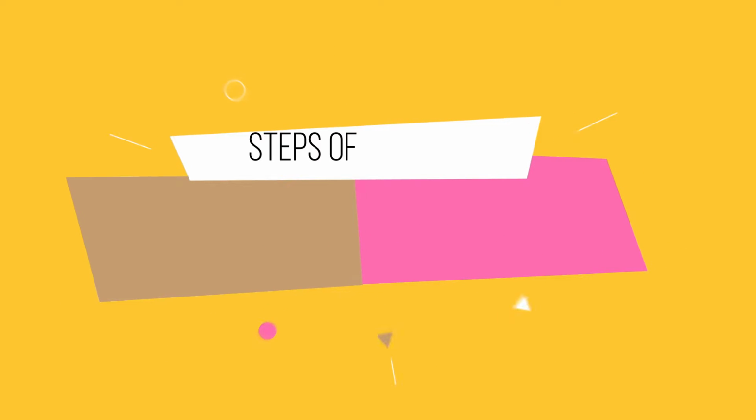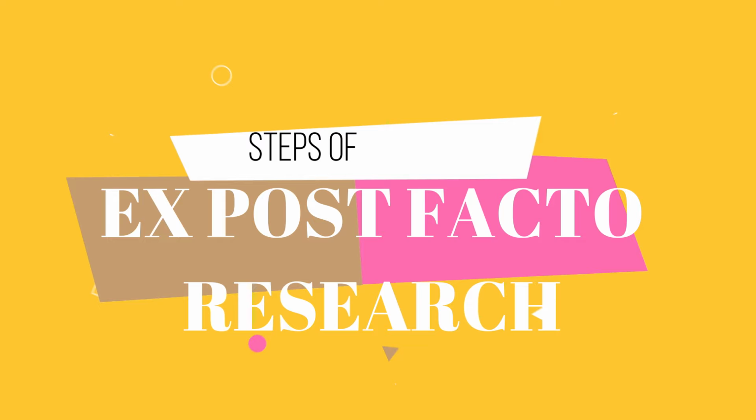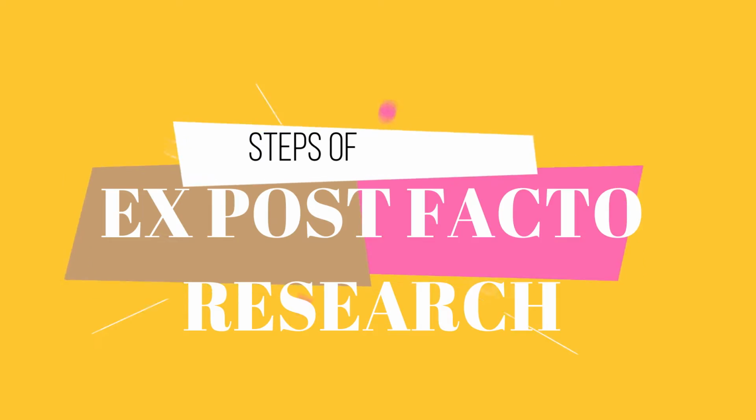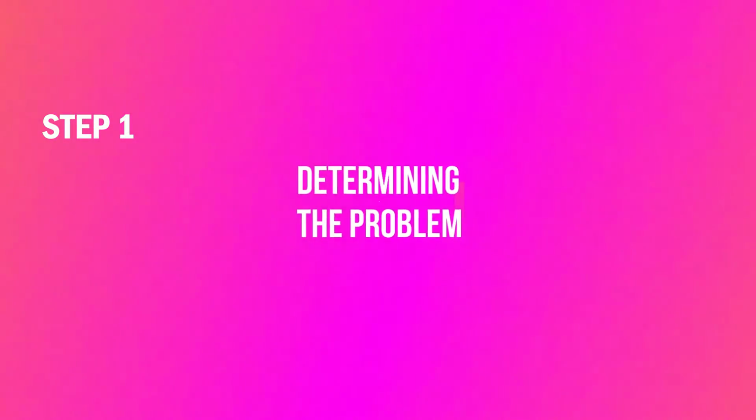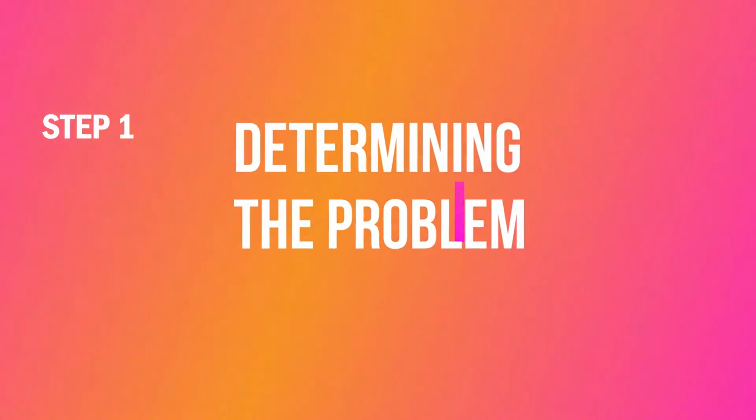The process of ex post facto research is systematic and follows a definite sequence. As mentioned by Isaac and Michael in 1971, the following are the steps involved in the ex post facto research. Step 1. Determining the problem. So in an ex post facto research, it is necessary for the researcher to focus on the problem that he or she needs to study. They not only need to find out the problem, they also need to determine, analyze, and define the problem which they will be dealing with.